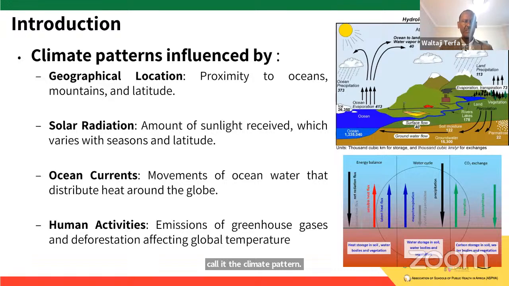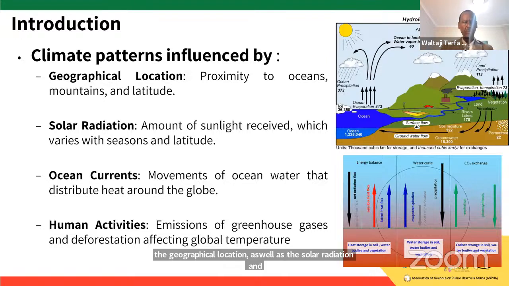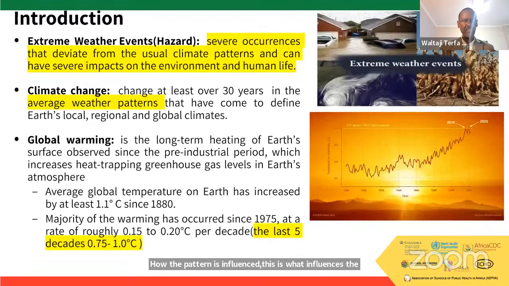Weather is influenced by the geographical location, as well as by solar radiation, ocean currents, and also human activity. I said the environment where all these operate, so how the pattern is influenced, this is what influences the climate patterns, which leads, in fact, to the extreme weather events.